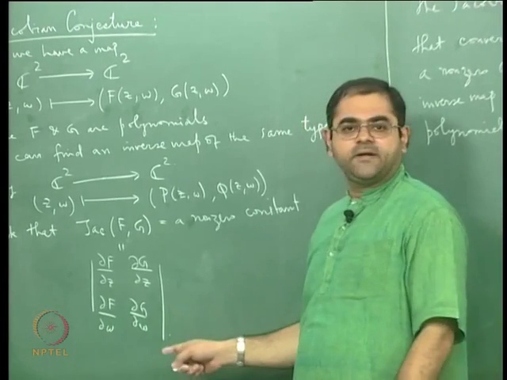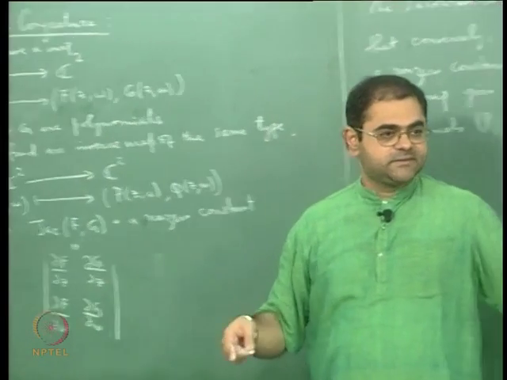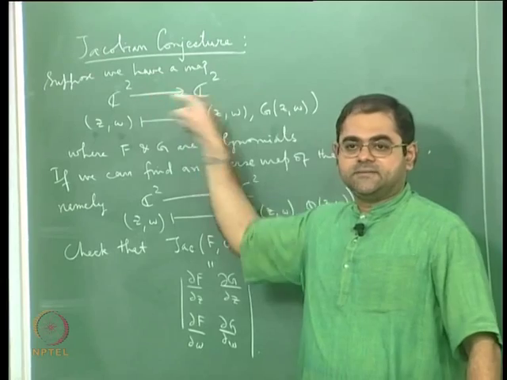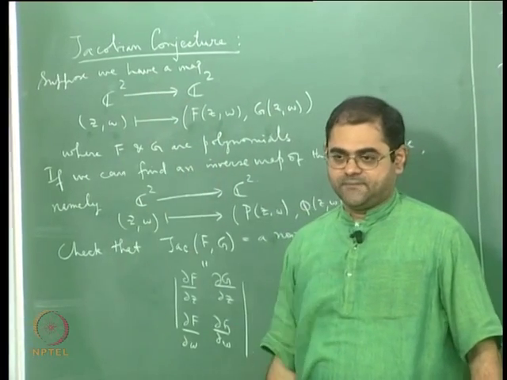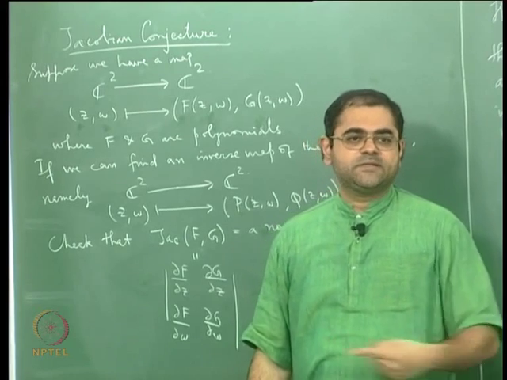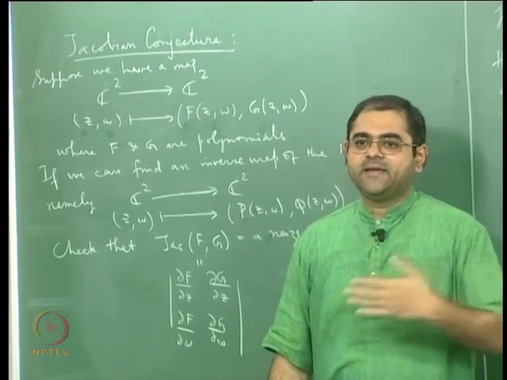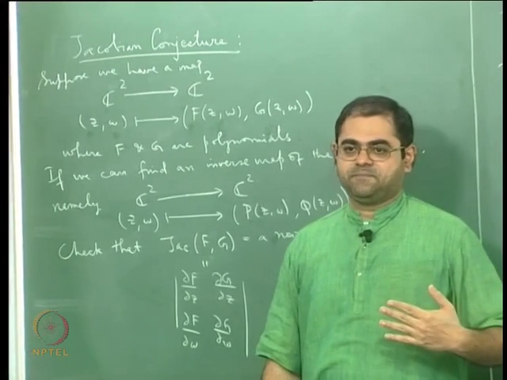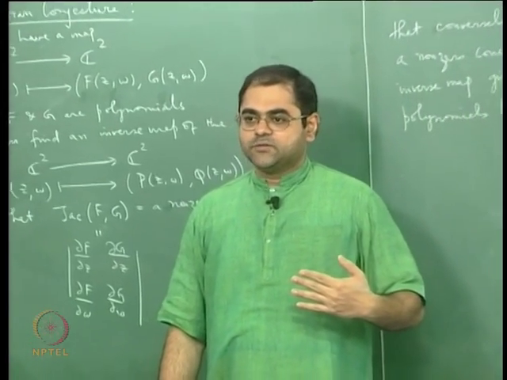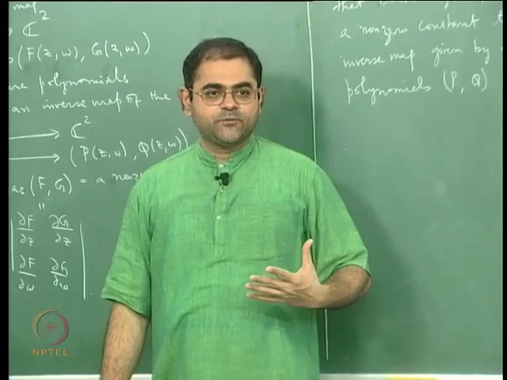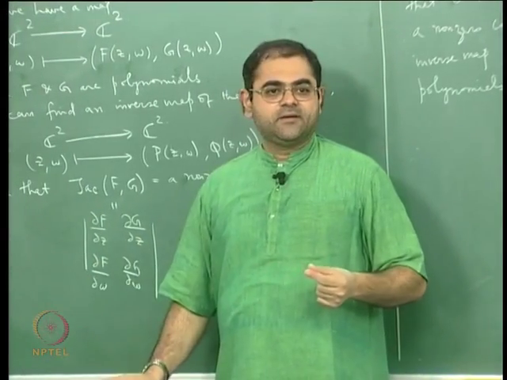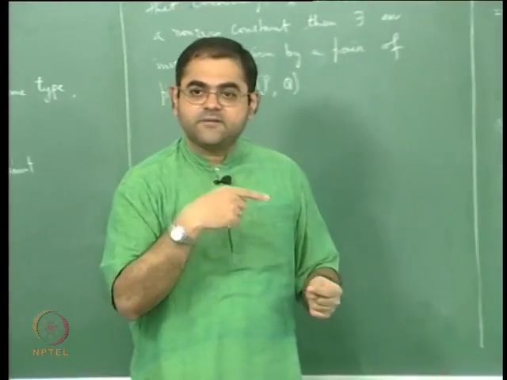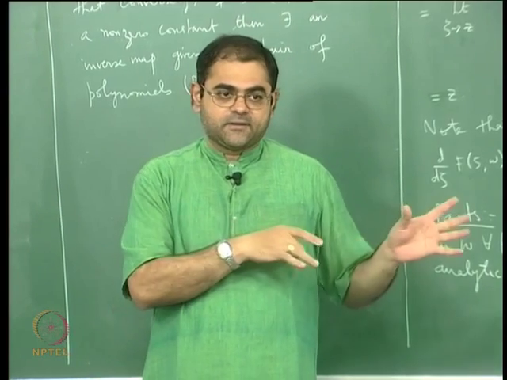What I want to tell you is that from the viewpoint of the inverse function theorem, the Jacobian non-vanishing will tell you that locally this map can be inverted. If you use the inverse function theorem or the implicit function theorem, the local inverse functions that you get will again be analytic functions. So what analysis tells you is that this Jacobian non-vanishing will allow you to invert the map locally, and the inversion is achieved by analytic functions. That's what analysis tells you.